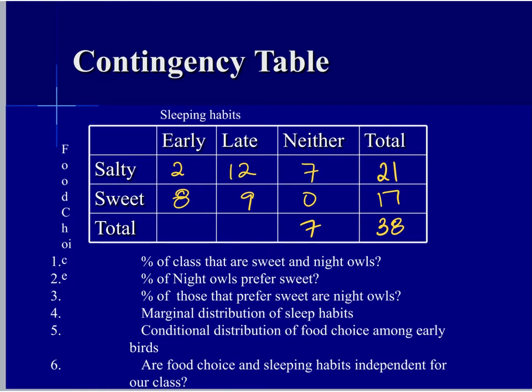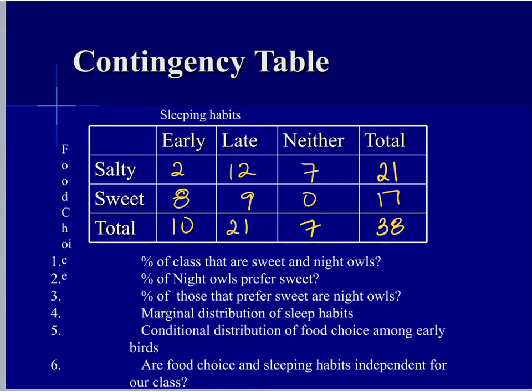And then we fill in our totals here. 7 plus 0, 12 plus 9 is 21, and then 10. So there is our total. We have 38 respondents in class. Somebody only answered one of the questions, so we didn't get all 39 in here.